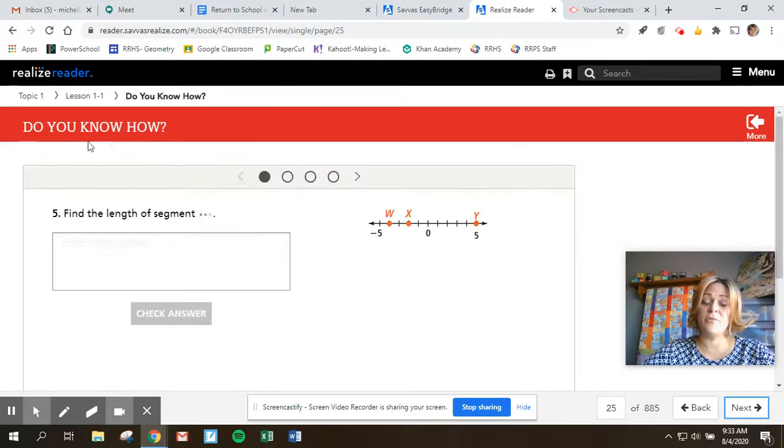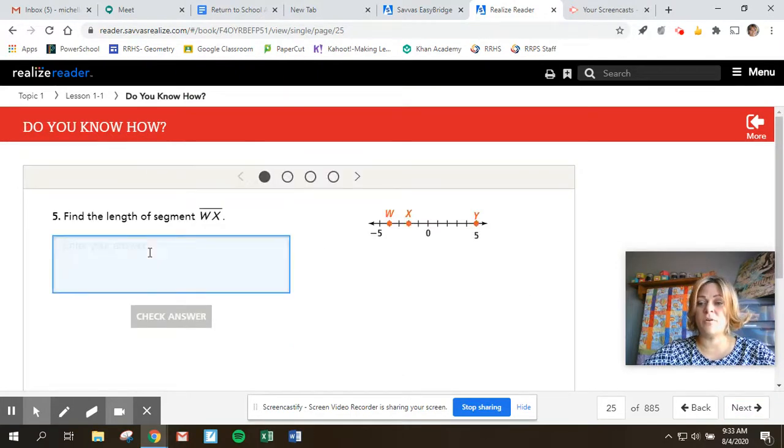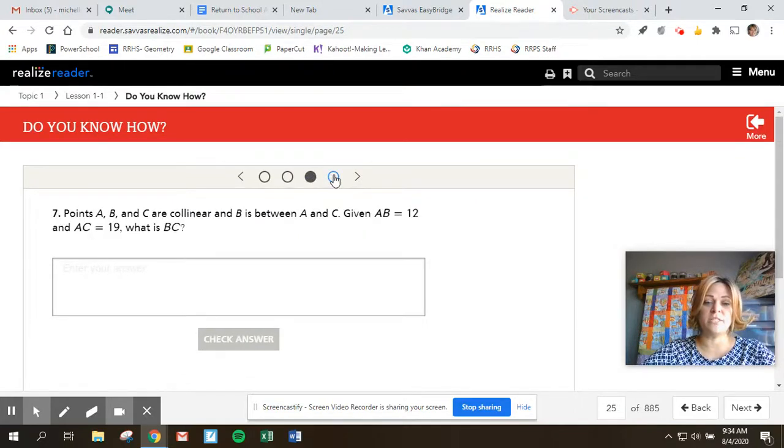And here's the do you know how? And so this is more, instead of the concepts like do you know or do you understand, these are do you know how, where you actually are doing. So you would actually find the length. And again, you check your answers to double check that you actually do understand and you do know how. So there's multiple questions.